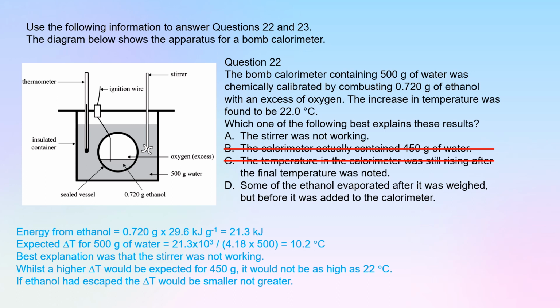So, D is eliminated. If the stirrer is not working, the heat will not be evenly distributed and the temperature will be higher than expected. So, A is correct. It best explains our keywords. These keywords hint that every answer is reasonable but one of them is best.